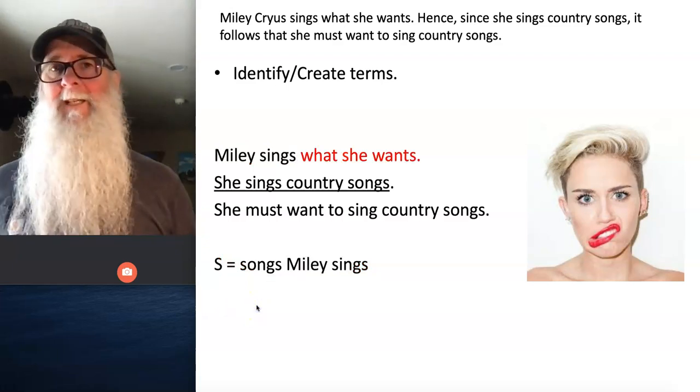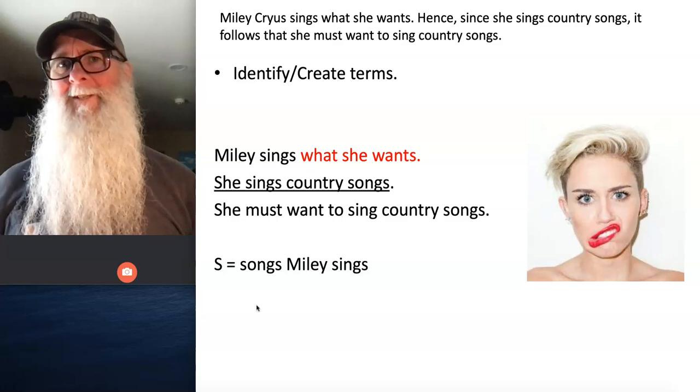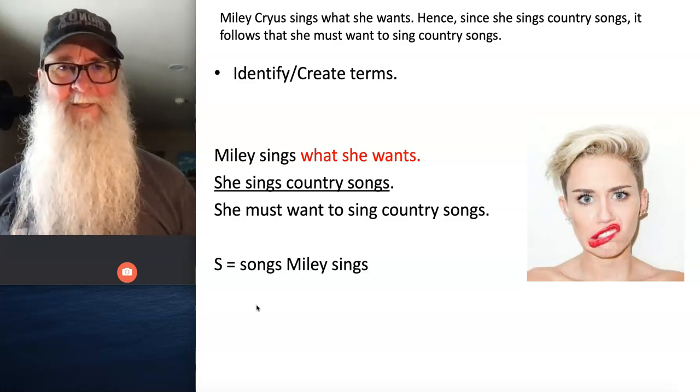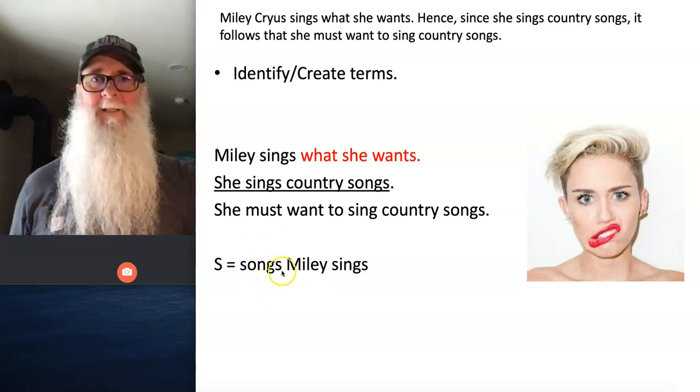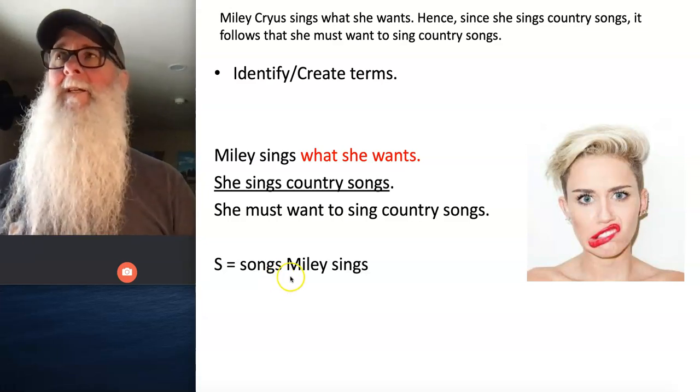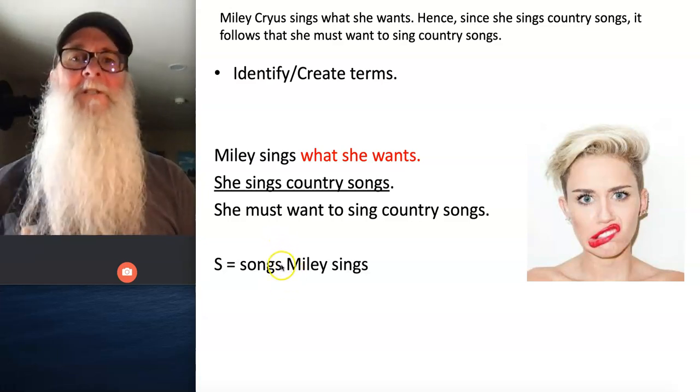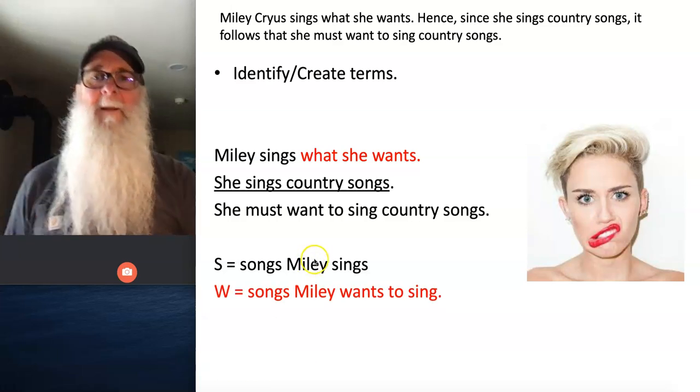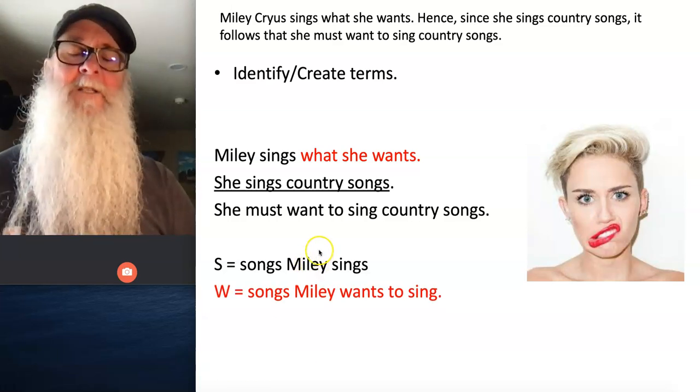What she wants, again, really tricky to think of this as a term. What does this mean, what she wants? What is the what being talked about here? Well, the what being talked about here are the songs that she wants to sing. So W might stand for songs Miley wants to sing.